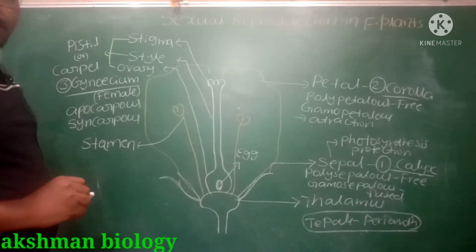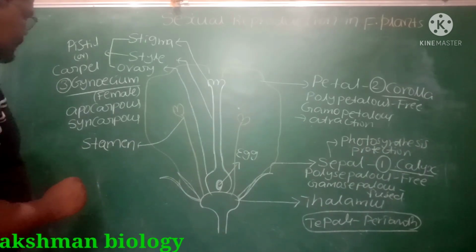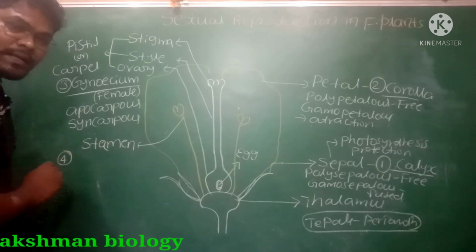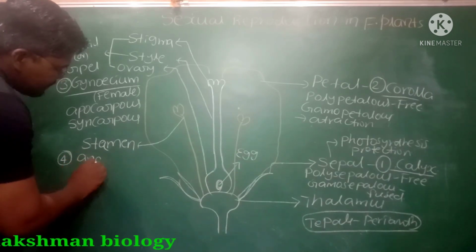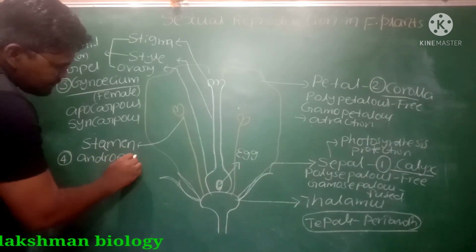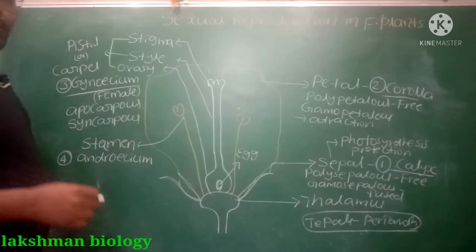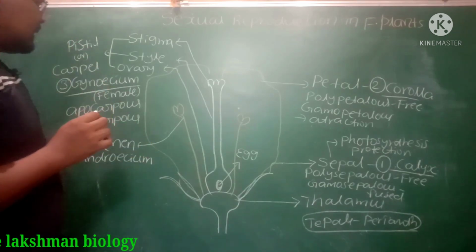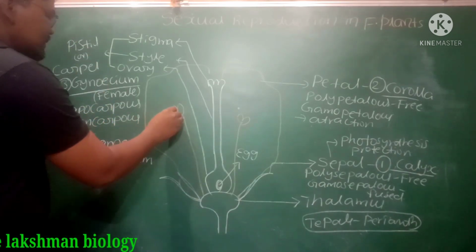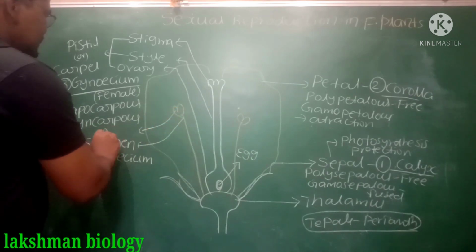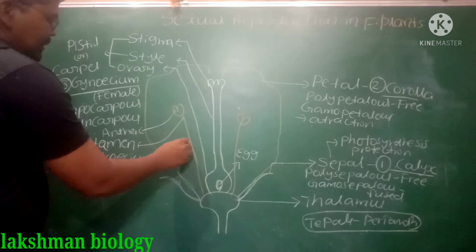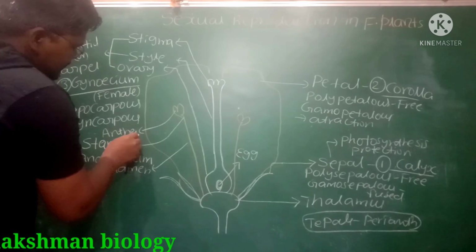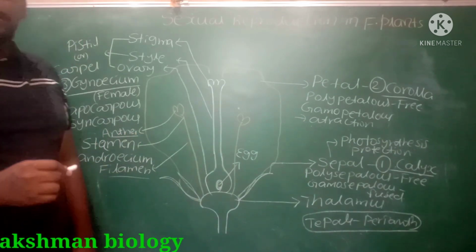All stamens which are present in the flower combinedly form the fourth part of the flower, that is called androecium. Androecium contains stamens. If you see the stamen, it is made with the anther, this is an anther and this is a filament. Each stamen is made with the anther and filament.